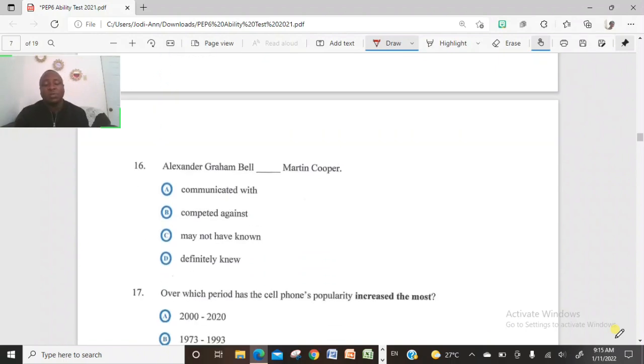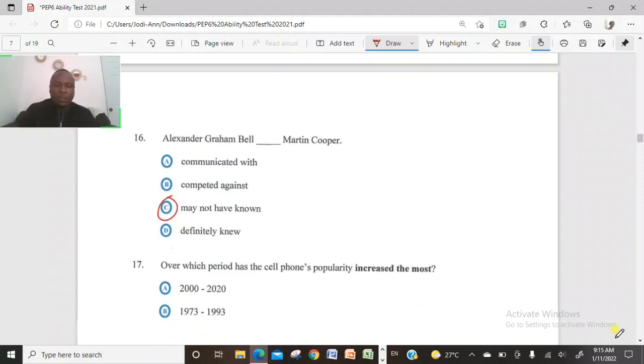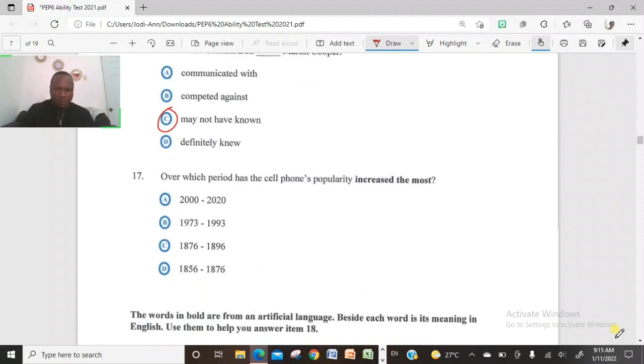Question 16. Alexander Graham Bell, Martin Cooper. So it was over a 100-year span. So more likely they didn't communicate with each other. They didn't compete against each other. May not have known each other. Definitely knew. So no, it didn't know him. So it may not have known him.